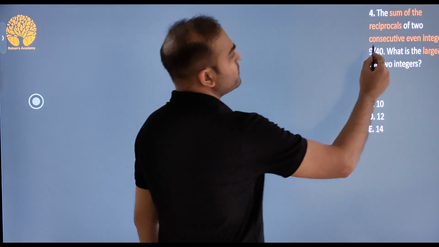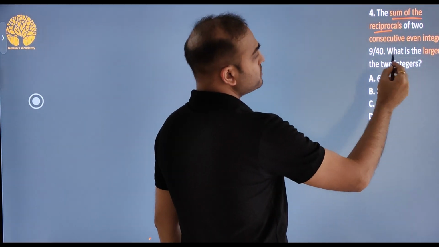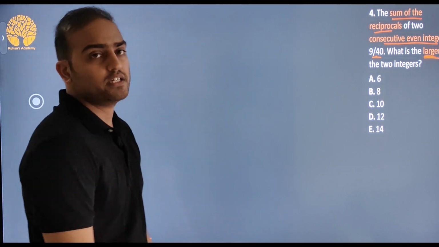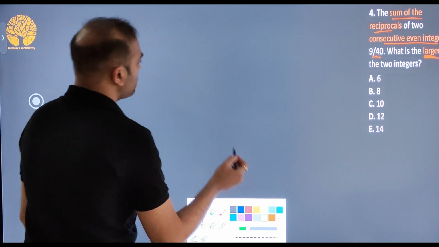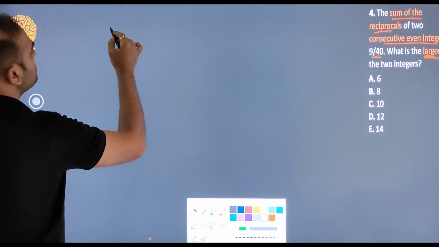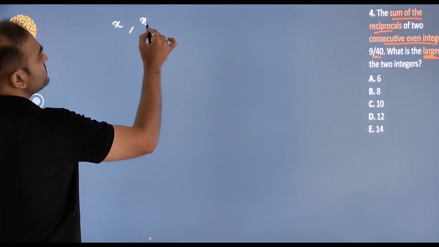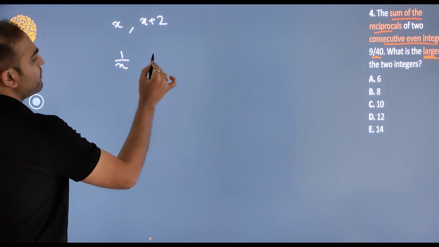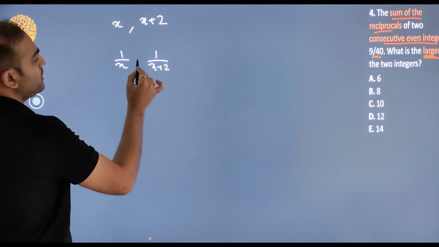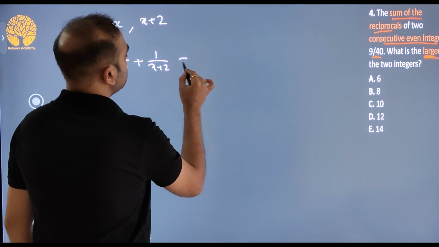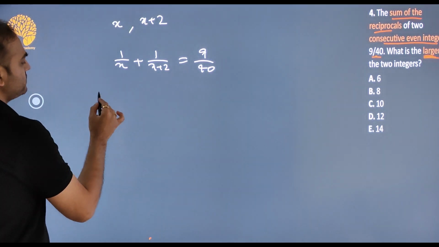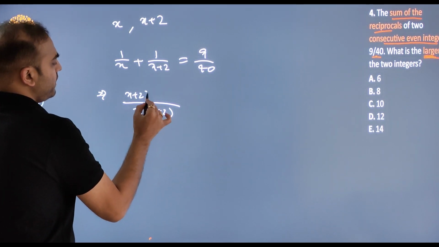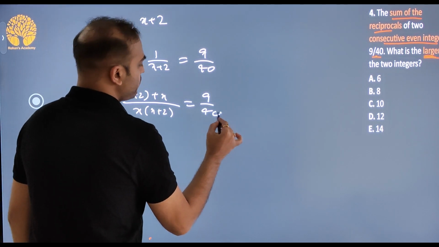Alright, moving on to the next one. So we have the sum of reciprocals of consecutive even integers, and they are asking for the larger of the two integers. Since these are consecutive even integers, the first integer is x, the second integer is x plus 2. The sum of the reciprocals, 1 by x plus 1 by x plus 2, sum means addition, is 9 over 40. Right, let's just solve this. Again we do LCM: x plus 2 plus x over x into x plus 2 is 9 over 40.